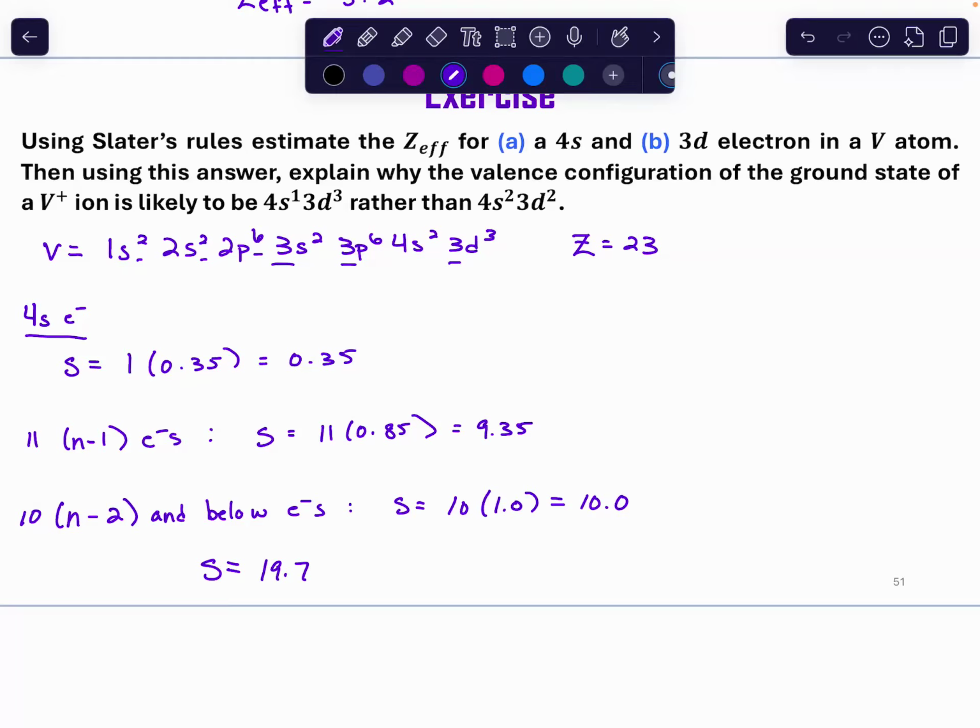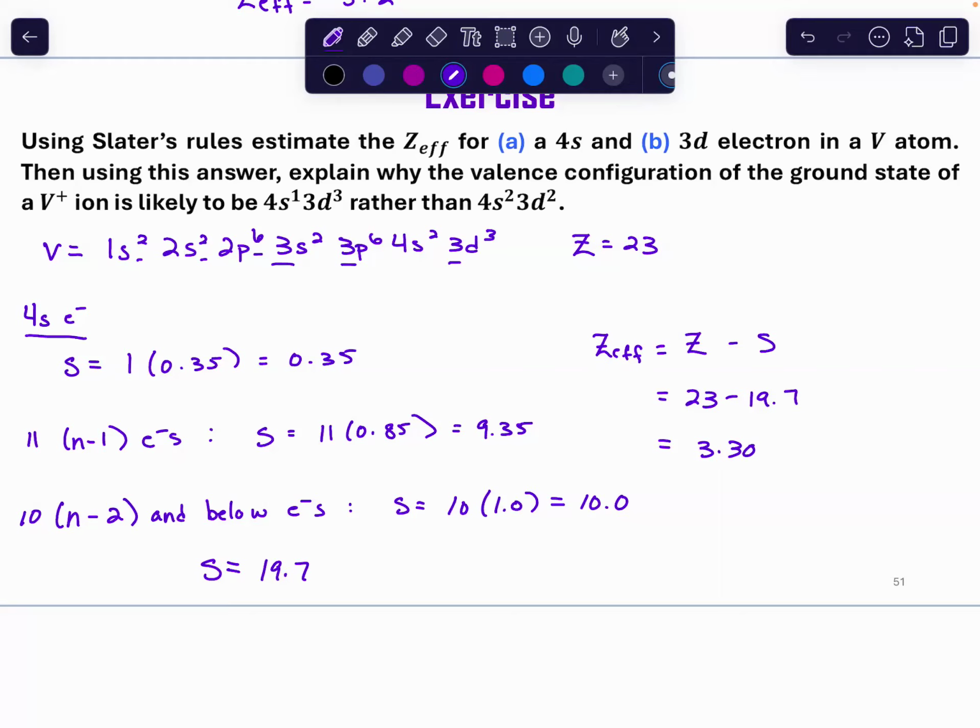So then the effective nuclear charge is the atomic number minus S. That's 23 minus 19.7, which gives me a value of 3.30. That means a 4s electron on vanadium is only going to feel about 3.3 protons instead of all 23 protons in the nucleus.